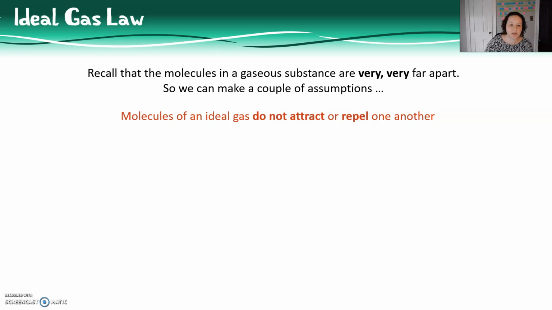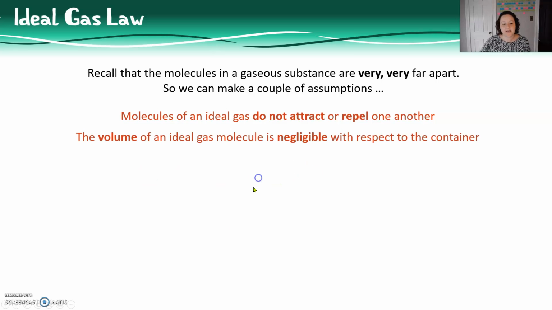Therefore, we don't need to consider how those interactions might affect their properties because we assume that ideal gases don't interact. Second, the volume of the gas molecules themselves will be very small compared to the container that the gas molecule is contained in. Therefore, the volume of the molecules themselves is negligible and does not affect the overall volume of the gas.